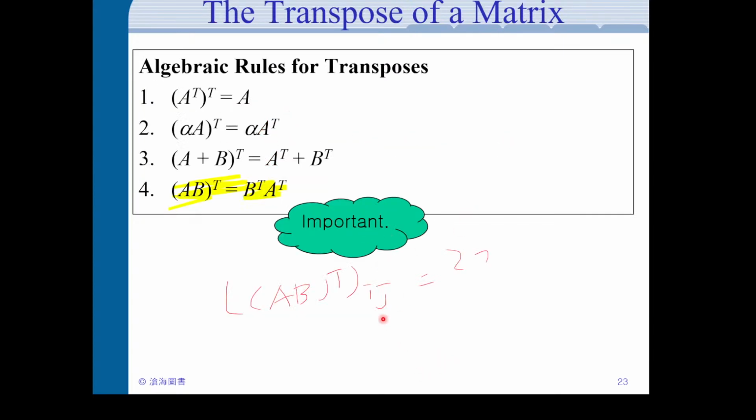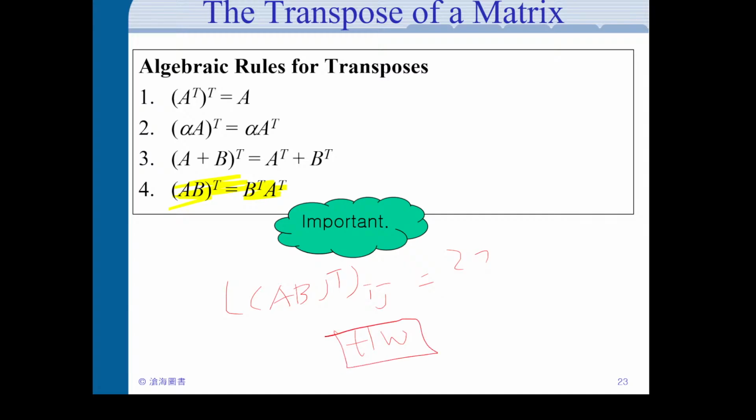Okay, we skip the proof, but if you want to do the proof, you can just do the element calculation. You calculate the ijth element of this AB transpose and write down all the summation with indices, and you will see that it matches this side. Okay, let's skip that. I guess this can be done as homework for writing the proof, to let you get familiar with these notations.